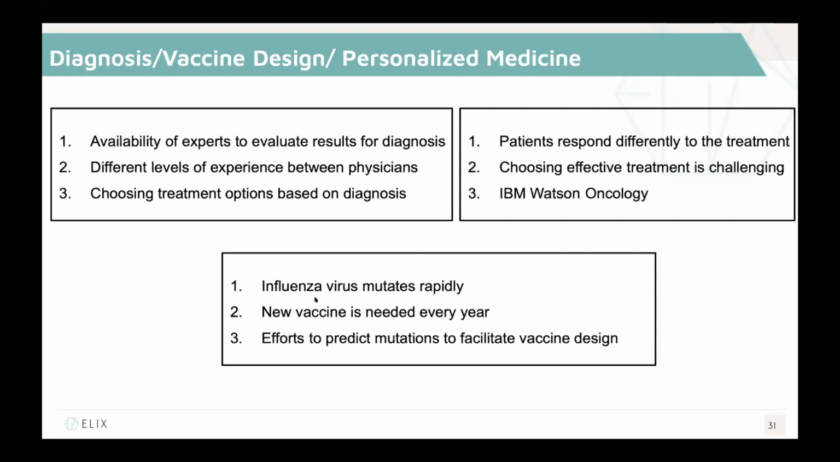An additional example is that every year we face the influenza virus issue, where almost 500,000 people die every year from influenza, and it mutates rapidly.